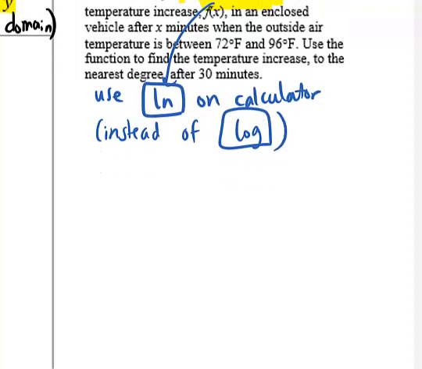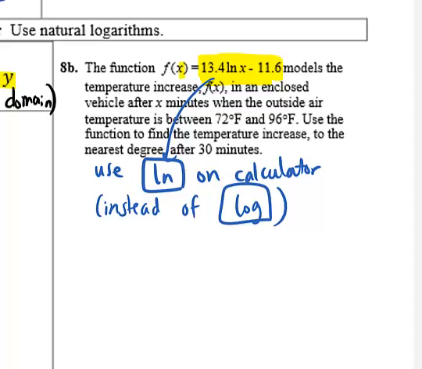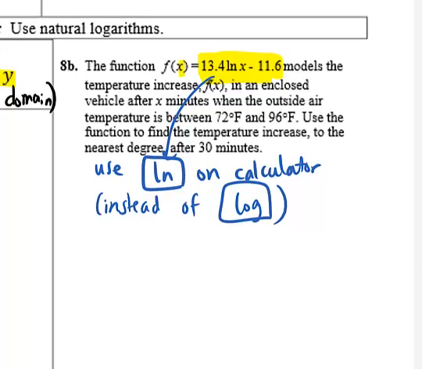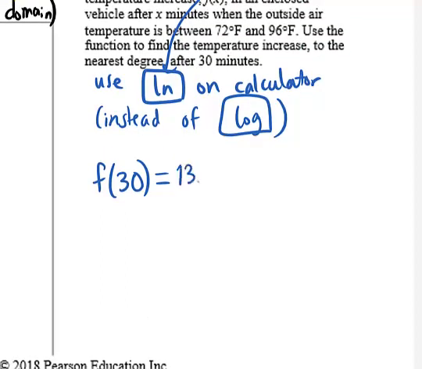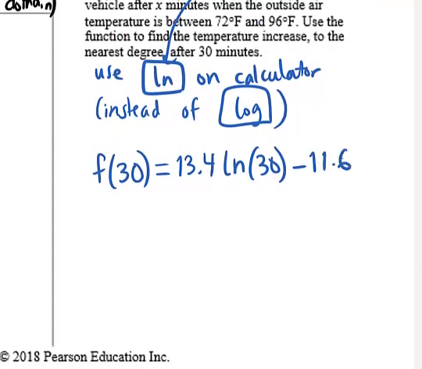So what does this function represent? It models the temperature increase f of x in an enclosed vehicle after x minutes when the outside air temperature is between 72 and 96. Use the function to find the temperature increase to the nearest degree after 30 minutes. So when we substitute 30 in there, f of 30, it's not going to tell me the temperature inside the car. It's going to tell me how much it's increased since the time started. That's kind of interesting. It's 13.4 ln of x, but my x is 30, and then minus 11.6.